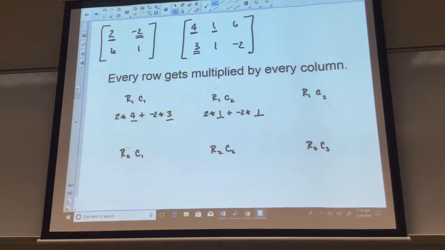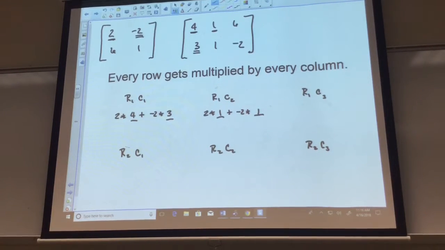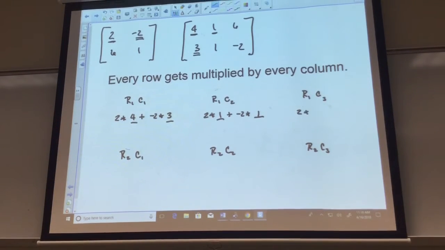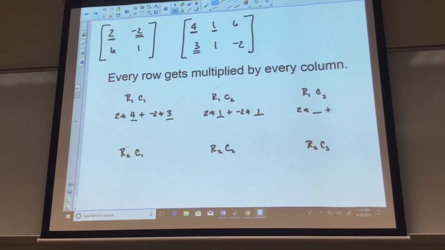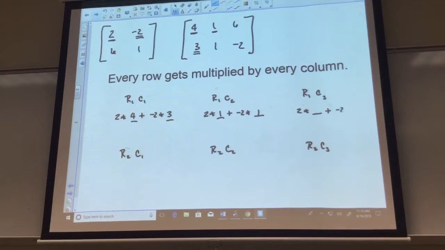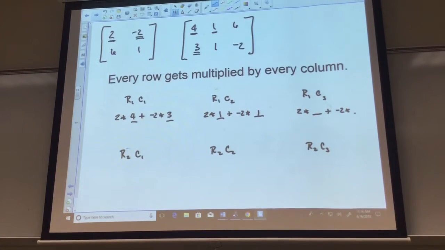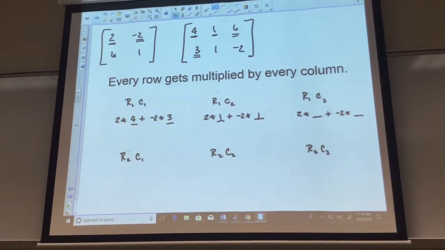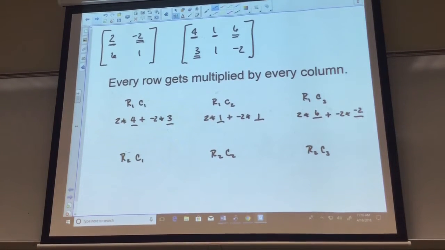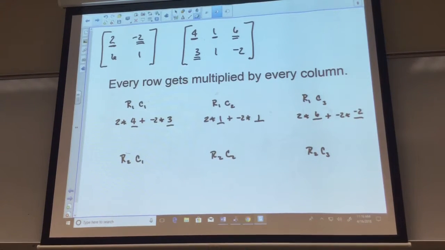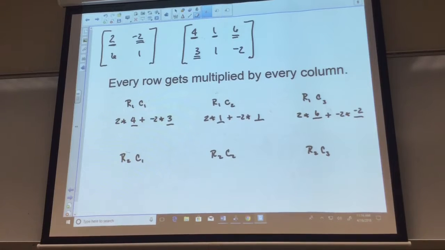So we have a 1, 1 sitting here. Row 1, first element, 2, needs to be multiplied by something. Row 1, second element needs to be multiplied by something. And that would be the values here, 6 and -2. As we move across the rows, we must move down the columns.